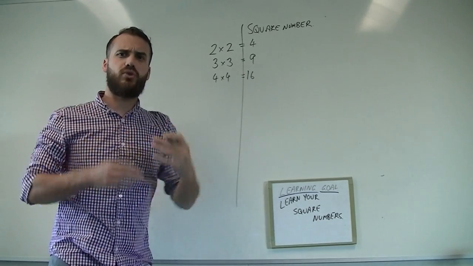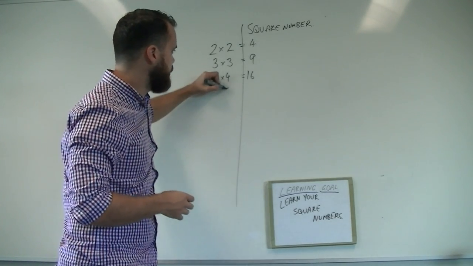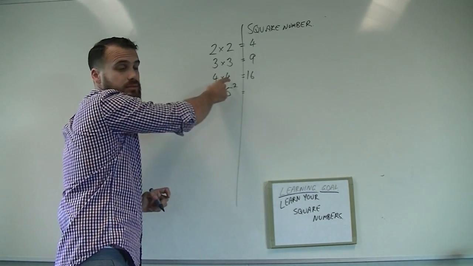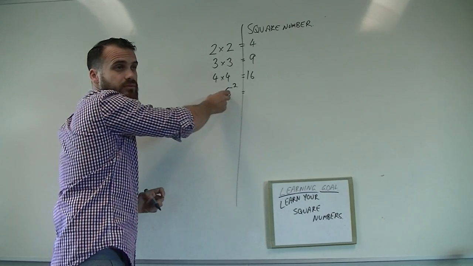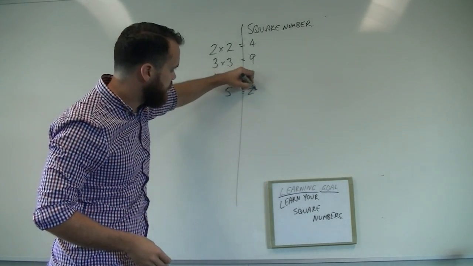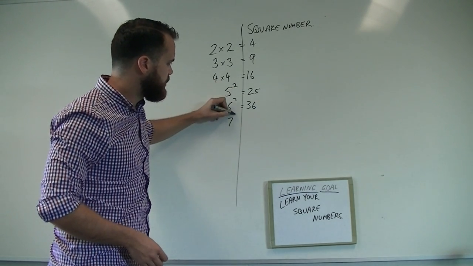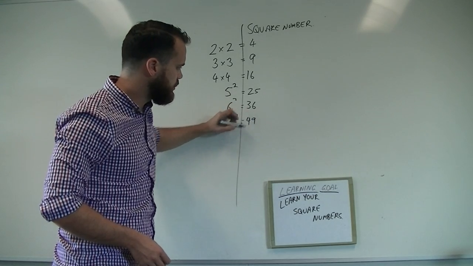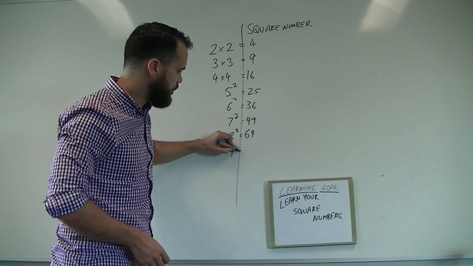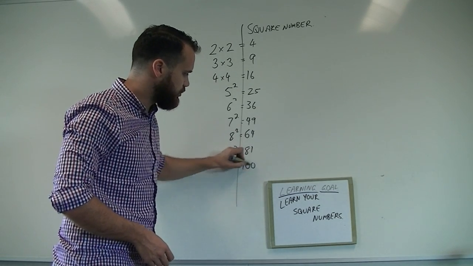Now, instead of writing 4 times 4 and 5 times 5 and 6 times 6, it's probably easier to just write 5 squared. That means the same thing. 4 times 4 and 5 times 5 or 5 squared, they're identical. Alright, so 5 squared is 25, 6 squared is 36, 7 squared is 49, 8 squared is 64, 9 squared is 81, and 10 squared is equal to 100.